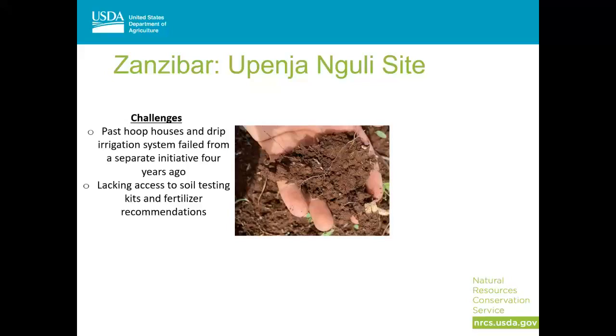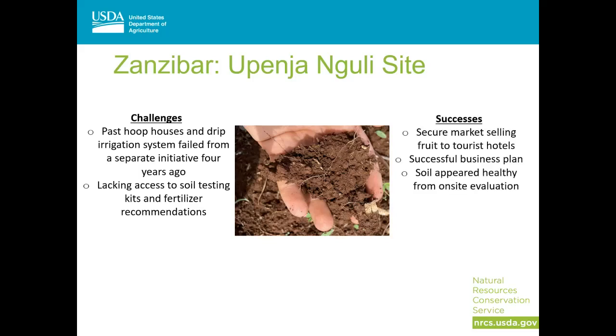And that's something that when we met with USAID, they mentioned as well as an issue. They're not interested in continually bringing in new technology and then abandoning it and not having anyone local who's able to help fix it. And then another challenge they mentioned was lacking access to soil testing and fertilizer.